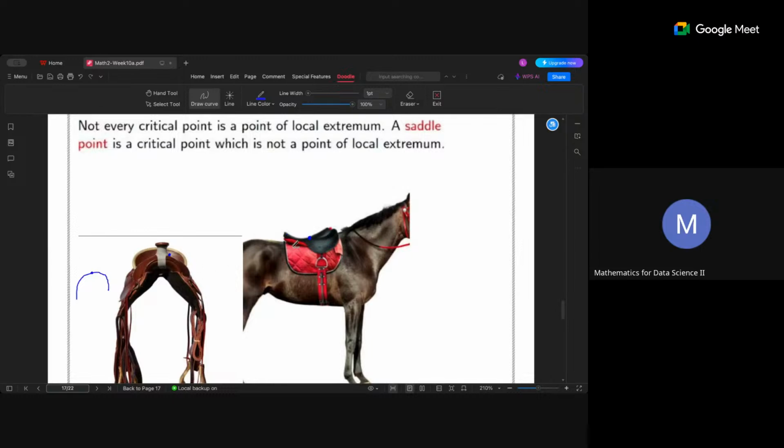Now, when I turn the saddle sideways, the same point is at the minimum, the bottom of this curve, correct? So along this direction the point is on the top, and along this direction the point is at the bottom. So it is neither a maximum nor a minimum. This is a saddle point.